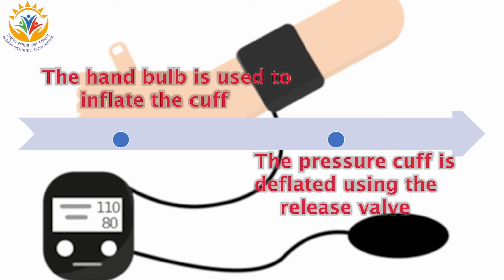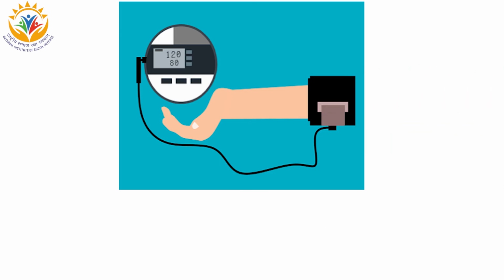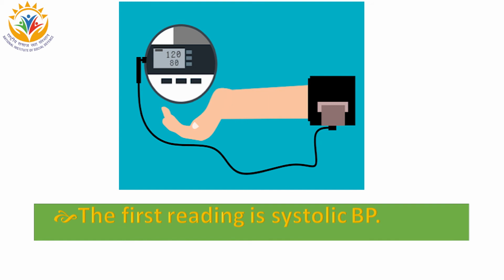Next, the pressure cuff is deflated using the release valve provided along with the hand bulb. The mercury level indicates the pressure drop. The first reading is taken when the first sound of blood is heard again, as the systolic blood pressure, and the pressure cuff is then deflated until the sound of the normal blood flow starts to be heard again.